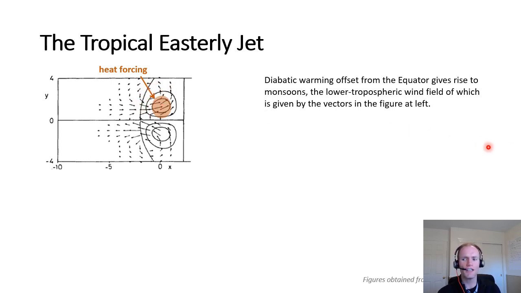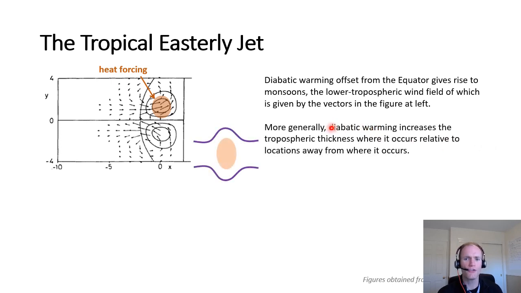But we know that this heat forcing also increases the thickness relative to locations away from where it occurs. It is relatively warm over the tropospheric column here where we have that heat forcing compared to areas to the north, to the south, to the east, and to the west. And so if we just draw arbitrary thickness contours around this heating, we see that there is a higher height or higher pressure to this surface in the upper troposphere and a lower pressure or lower height relative to this surface here in the lower troposphere.